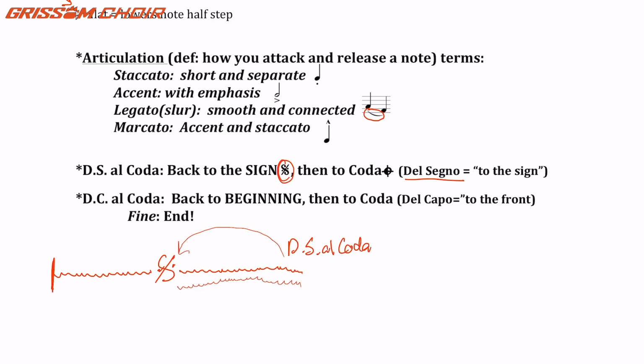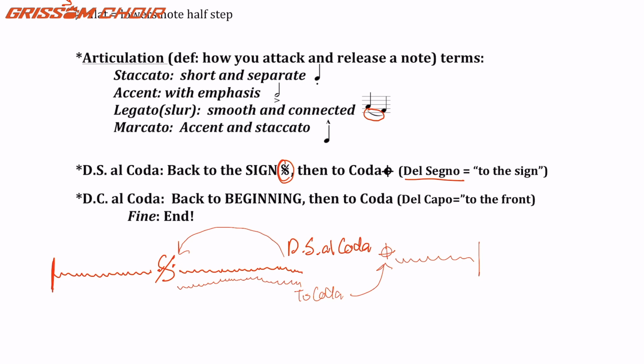Then we get to that DS al coda again, or you may see the term to coda. And when that term to coda shows up on your piece of paper, you will then jump over, and it'll be right next to it. There will be the coda, which looks like a bullseye. And we will sing, and then we will get to the end.